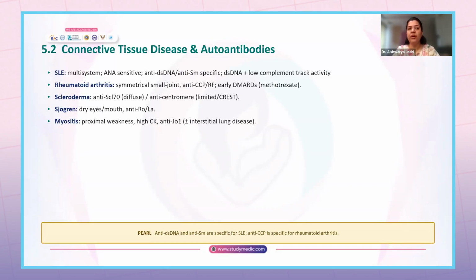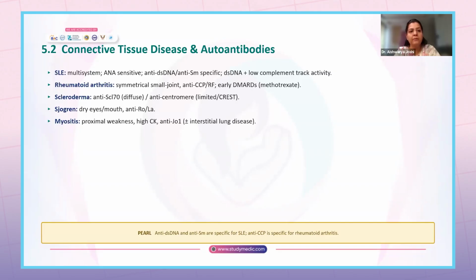In short, we will see the important connective tissue diseases. SLE is a multisystem disease with ANA test being highly sensitive. Anti-dsDNA or anti-Smith are specific. dsDNA with low complement is used to track the disease activity. Rheumatoid arthritis is a symmetrical small and large joint involvement. Anti-CCP has a high sensitivity and specificity. Treatment is with early DMARDs.